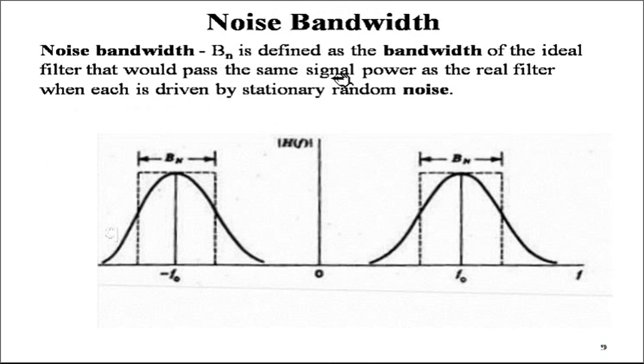Next point is noise bandwidth. Noise bandwidth is given by the notation B of N. Bandwidth, basically, we know is the difference between two frequencies. You can see here this frequency and this frequency, higher frequency and lower frequency, and it gives you the bandwidth. B of N is defined as the bandwidth of an ideal filter that would pass the same signal power as the real filter when each is driven by stationary random noise.